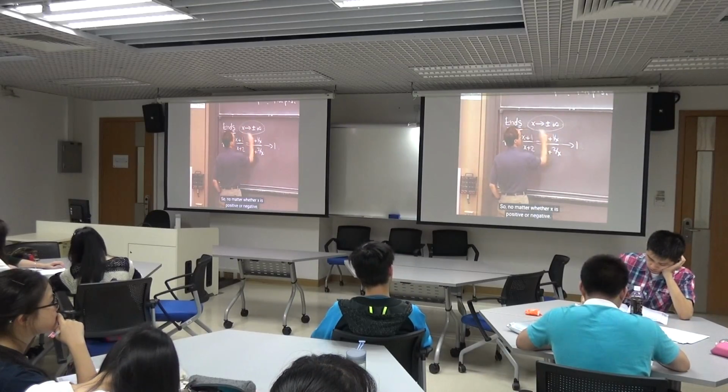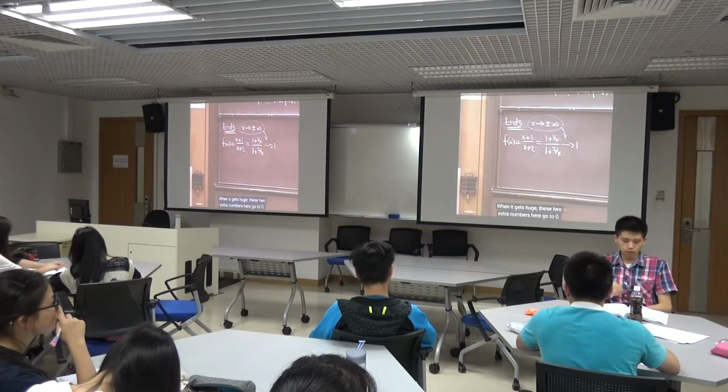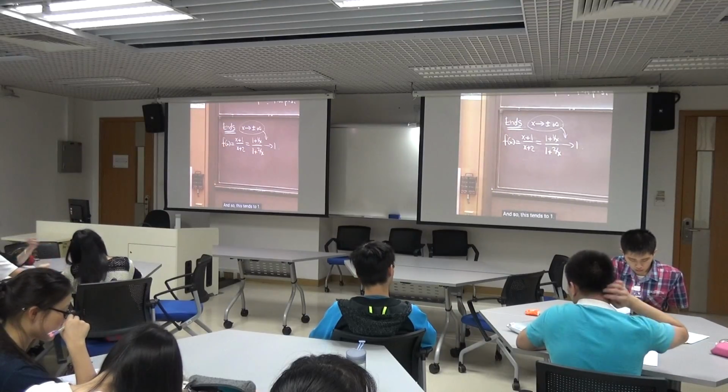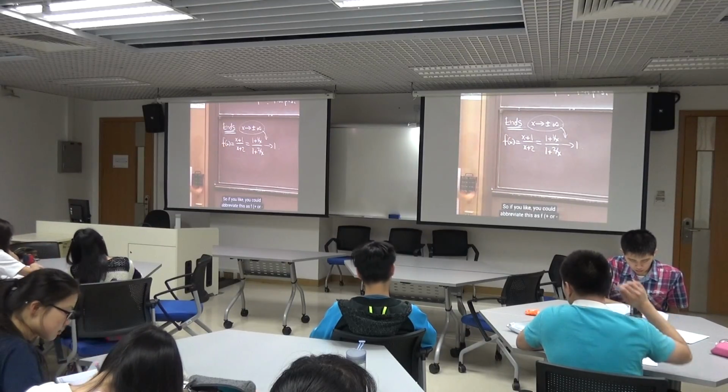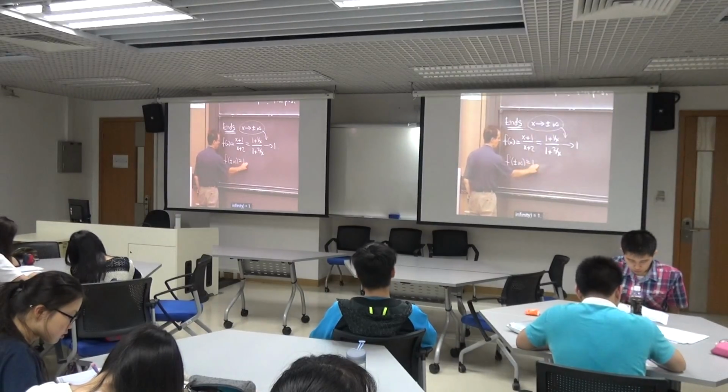Right? So no matter whether x is positive or negative, when it gets huge, these two extra numbers here go to 0. And so this tends to 1. So if you like, you could abbreviate this as f of plus or minus infinity is equal to 1.